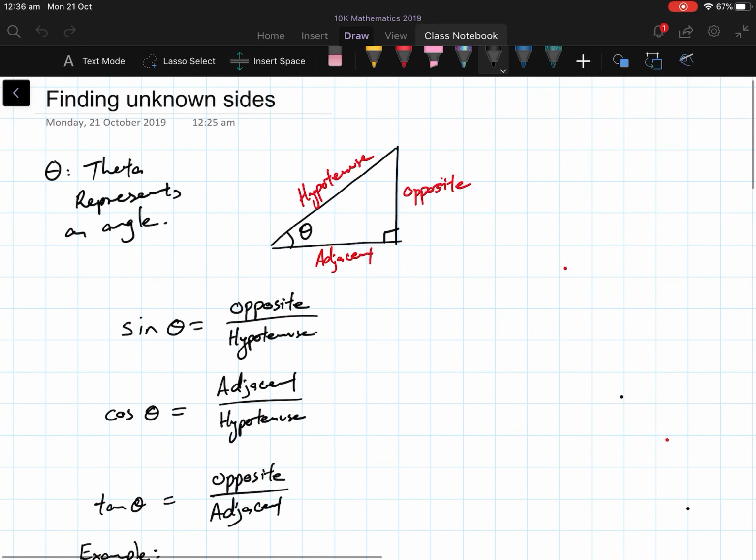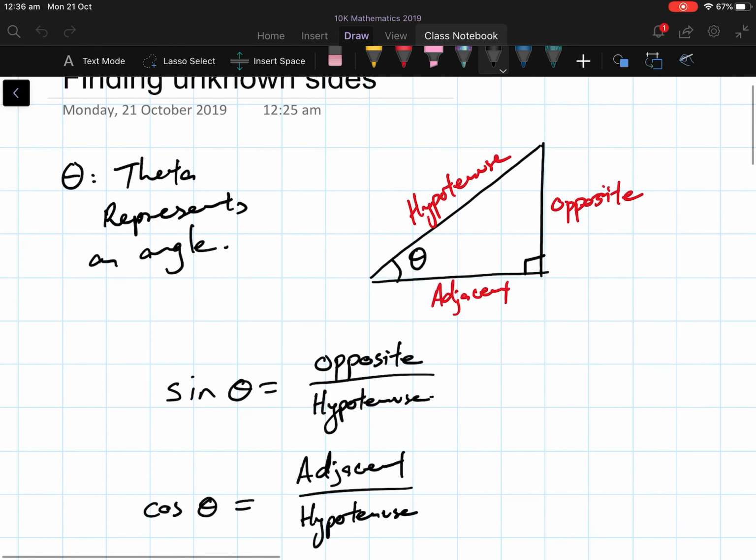I'm just going to talk a bit about trigonometry and then get you to do some work on 13b. If you zoom in on this triangle here, we've spoken already about the sides of a triangle. If I have my angle theta here, theta is just a Greek letter that represents an angle. The hypotenuse is always the longest side, and the opposite side is the one that's opposite. So that leaves us with one side, which is adjacent.